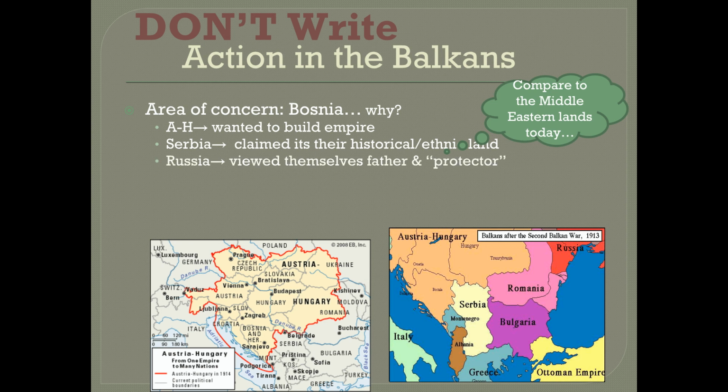Russia is going to view themselves as the father and protector of all these lands, as it was in close proximity to Russia, and because they felt that those people were very similar to the Russians.